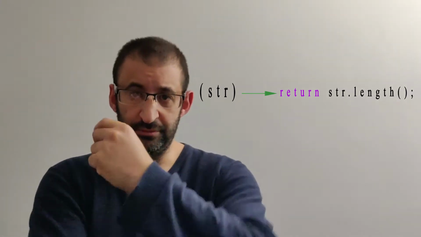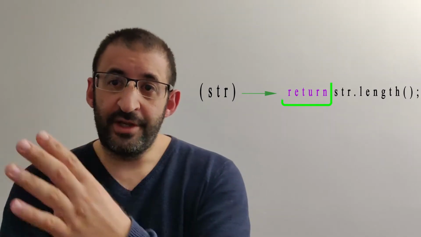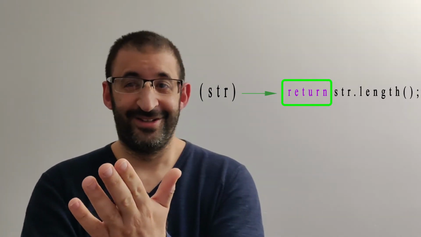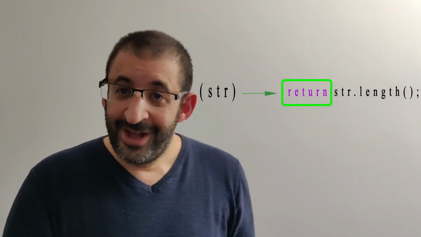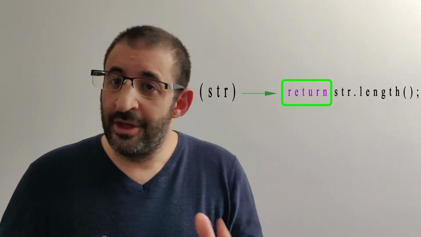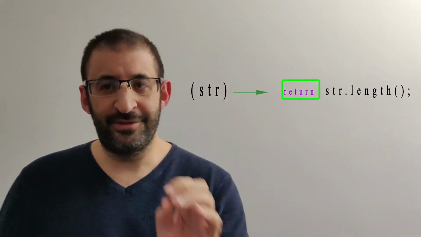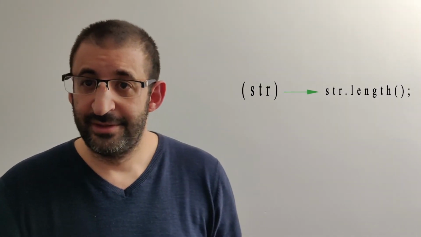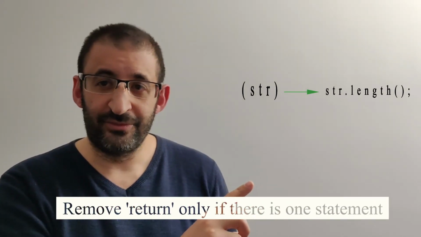And here we can do something else. We have the return statement, and the compiler now knows automatically that we need to return something. As for the type, the compiler knows that we need to return some value, so we can remove the return keyword. That's the third rule. If you have the return keyword, you can remove it. So just remove the return keyword, and it becomes like this.